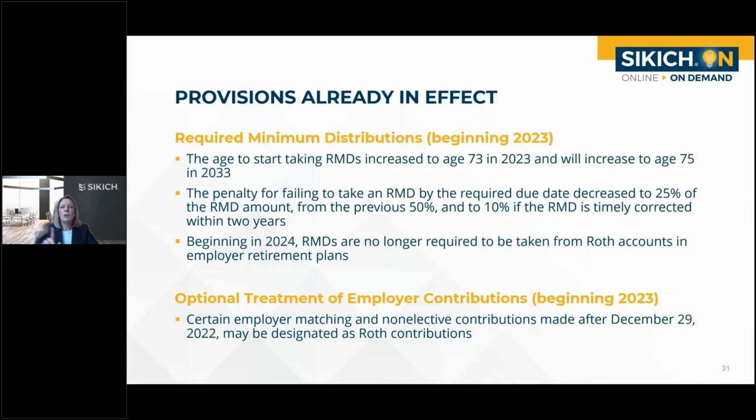So before we talk about some of the most recent provisions related to the Secure Act, I do want to cover a couple of them that are already in effect. The first being the required minimum distributions. Beginning in 2023, the required minimum distribution age was increased to age 73. That is also going to be increased to age 75 in 2033. This provision also decreased the penalty for failing to take an RMD to 25%, whereas it was previously 50%. The penalty was also further decreased to 10% for IRA owners if corrected within 2 years.